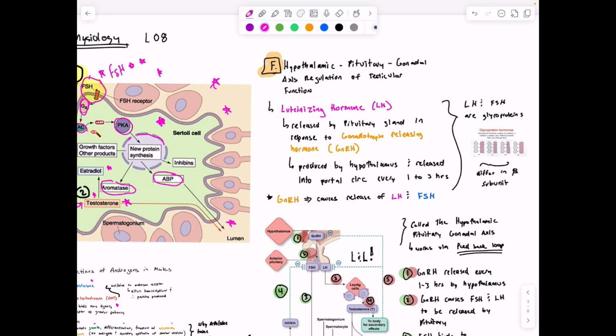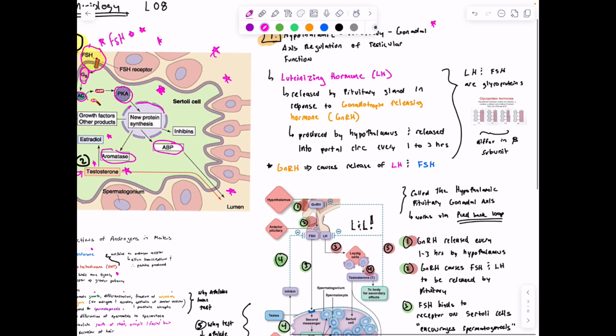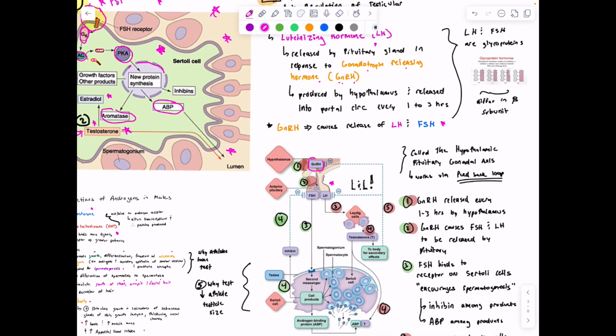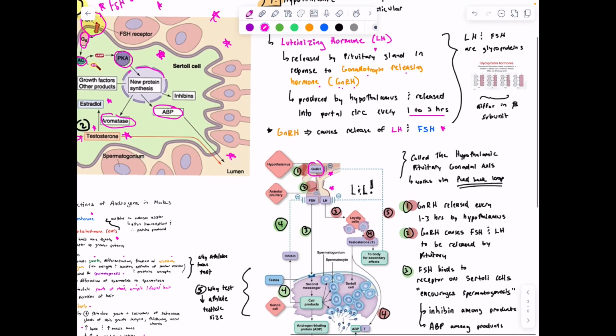Well, we've talked about luteinizing hormone. Basically, we have the hypothalamic pituitary gonadal axis. Luteinizing hormone and follicular stimulating hormone are going to be released by the pituitary gland, which you can see here, in response to gonadotropin releasing hormone, otherwise known as GnRH. And GnRH is produced by the hypothalamus, which you can see here, and it is released every 1 to 3 hours. And so this is a release that is pulsatile, as we mentioned before, and it causes the release of luteinizing hormone and follicular stimulating hormone.